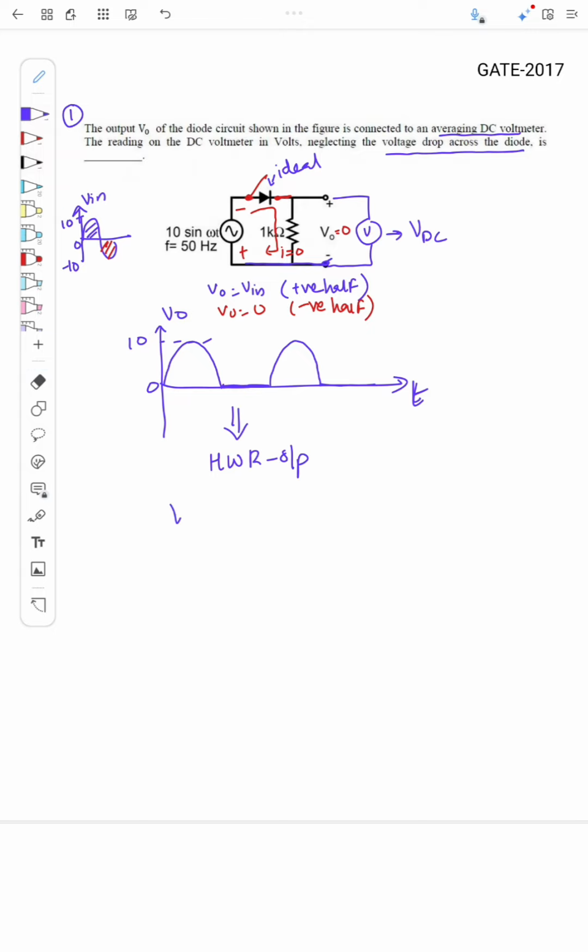So we know the DC voltage of a half wave rectified signal. If the input signal is having a peak of Vm, then the DC voltage of the half wave rectifier output is actually Vm by pi. So here Vm is 10, so 10 by pi. So this is equal to 3.18 volt. So the answer is 3.18.